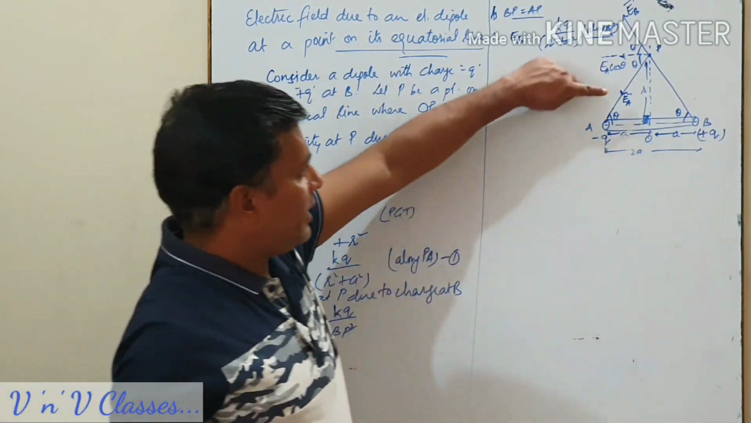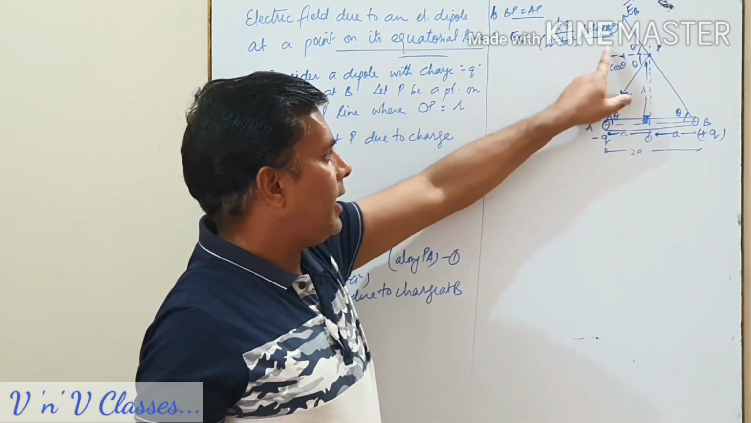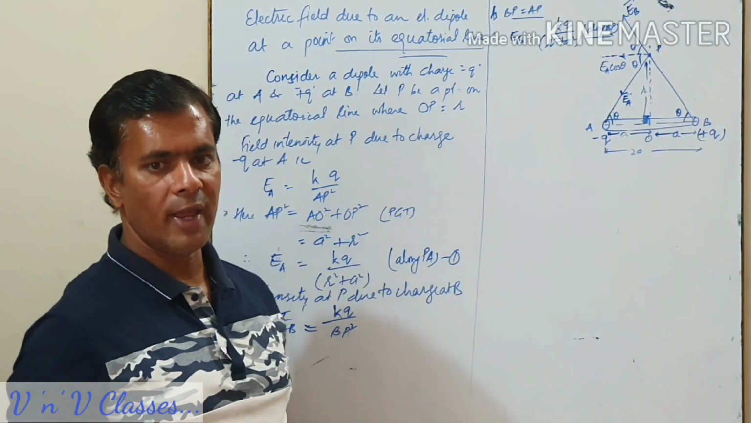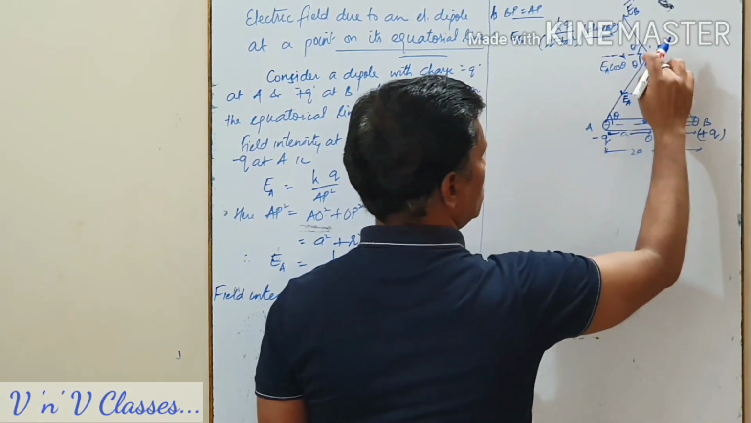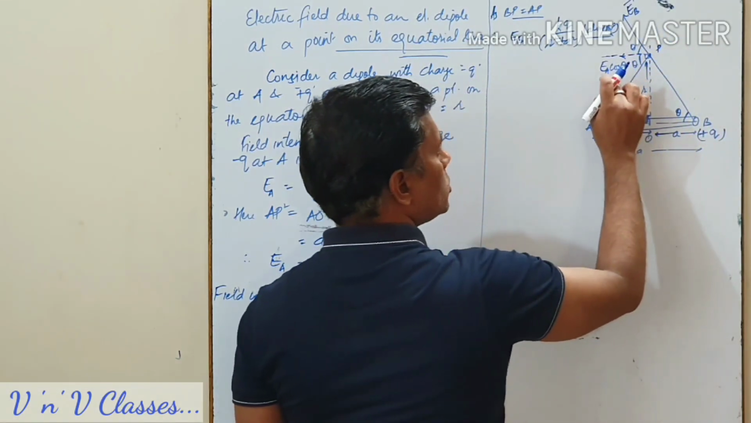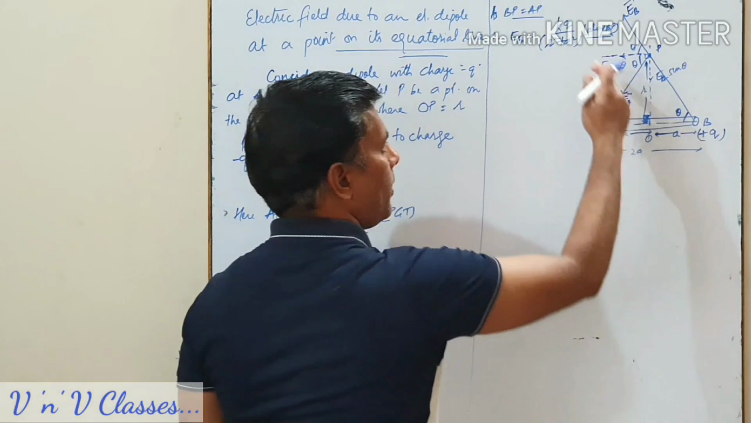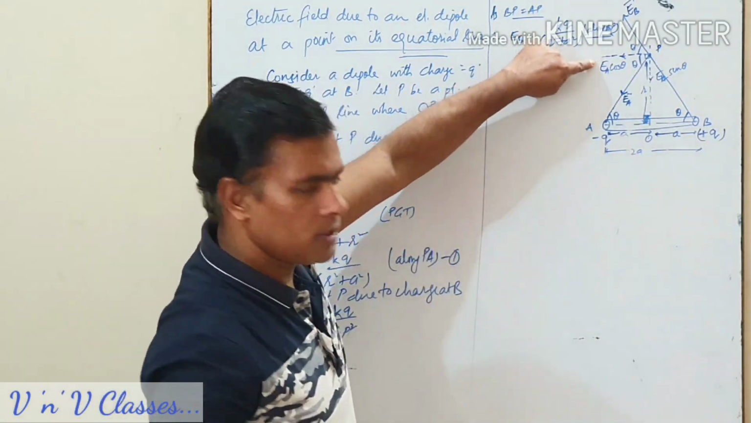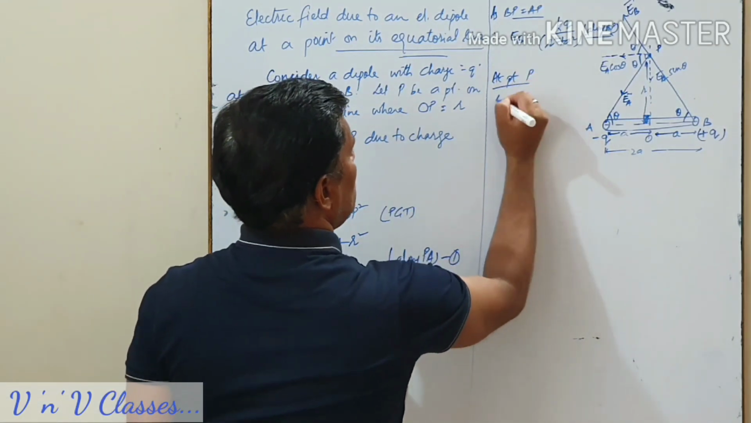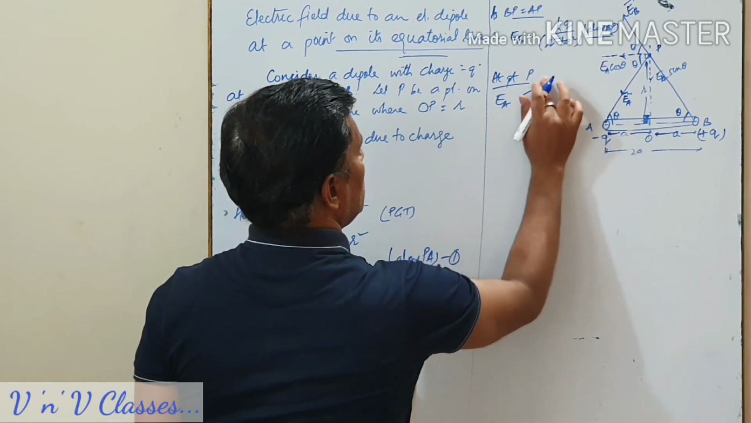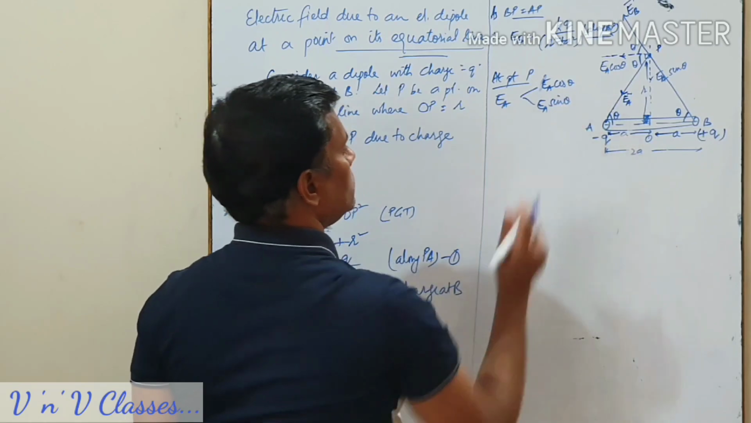Recall the concept that a vector along the direction with which it makes an angle is in terms of cos, and perpendicular to it, it is in sine. If this angle is 90, so this angle must be 90. These are parallel, so this is also 90. If this component is E cos theta, so this must be EA sine theta, the perpendicular component, perpendicular to this direction. So we get at point P, EA has two components, EA cos theta and EA sine theta.